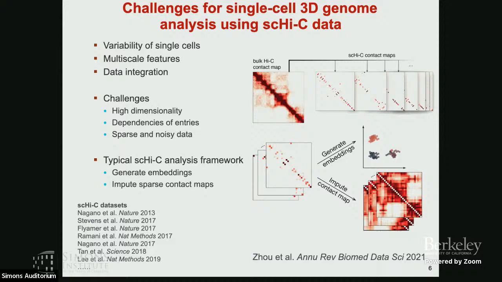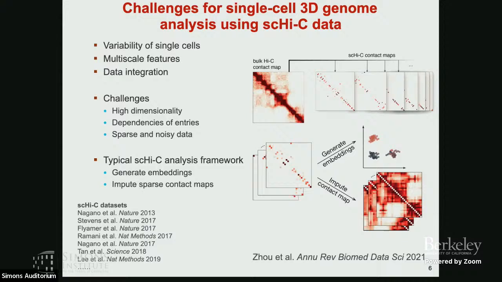It's much more challenging than single cell RNA-seq or single cell ATAC-seq. As you can see from these maps, this is a bulk Hi-C contact map that you have seen before, but these are single cell Hi-C contact maps. They are extremely sparse, and because it's two dimensional, you can only capture certain interactions, and the number of reads supporting each interaction is small, and there's also a lot of dependencies among these different entries and their noise.